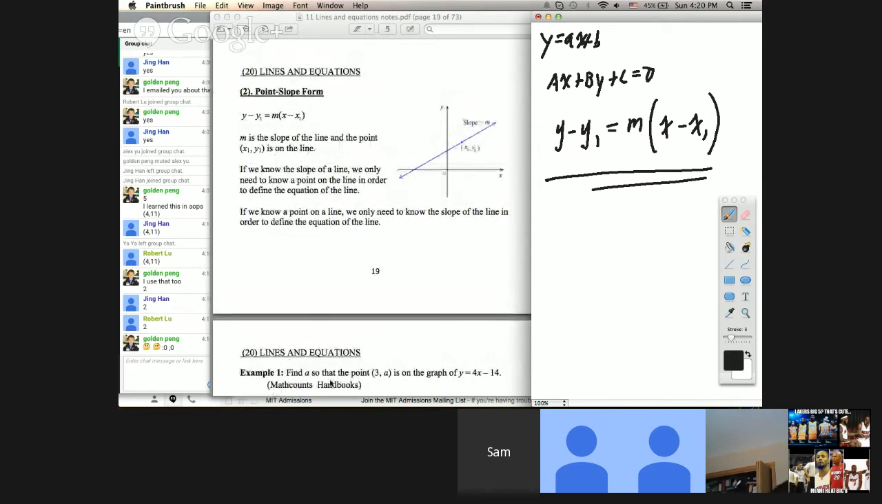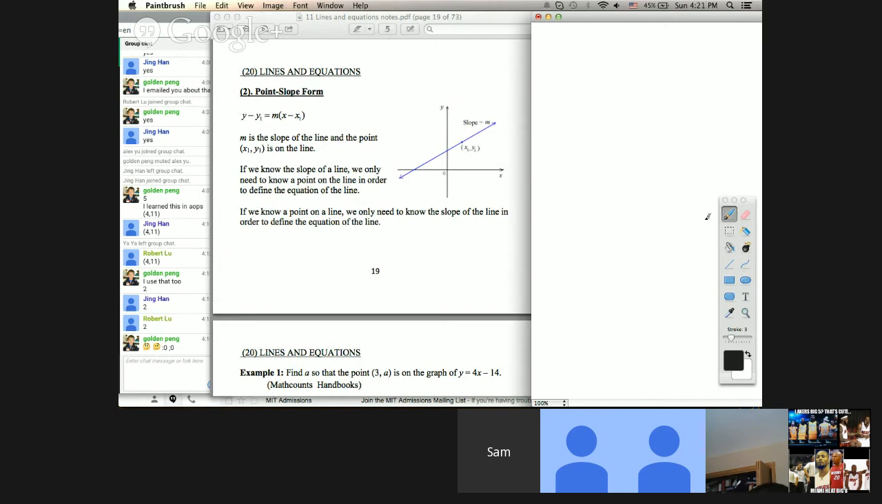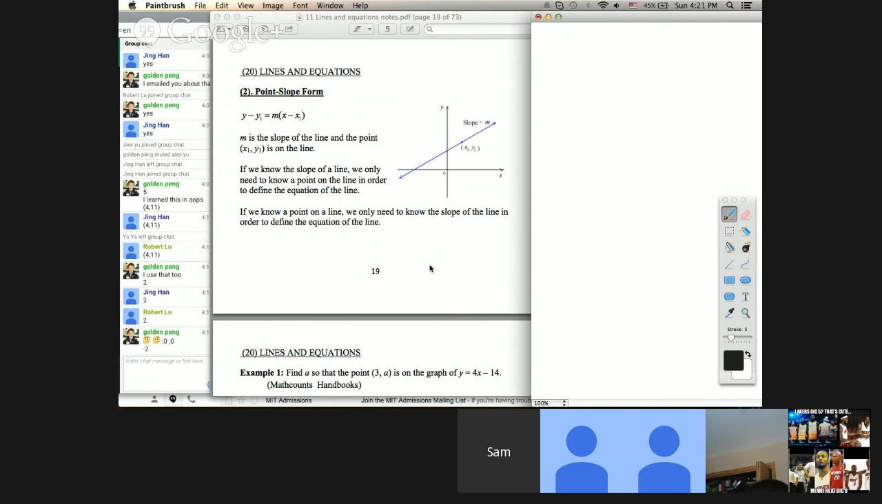Find a such that the point (3, a) is on the graph of y equals 4x minus 14. You can use point-slope, but you can also just plug it in, and I think that'd be easier, so you can go either way. So just see if you can get that. I think plugging in would be faster though. Just plug in 3 for x and a for y, and then solve for a.